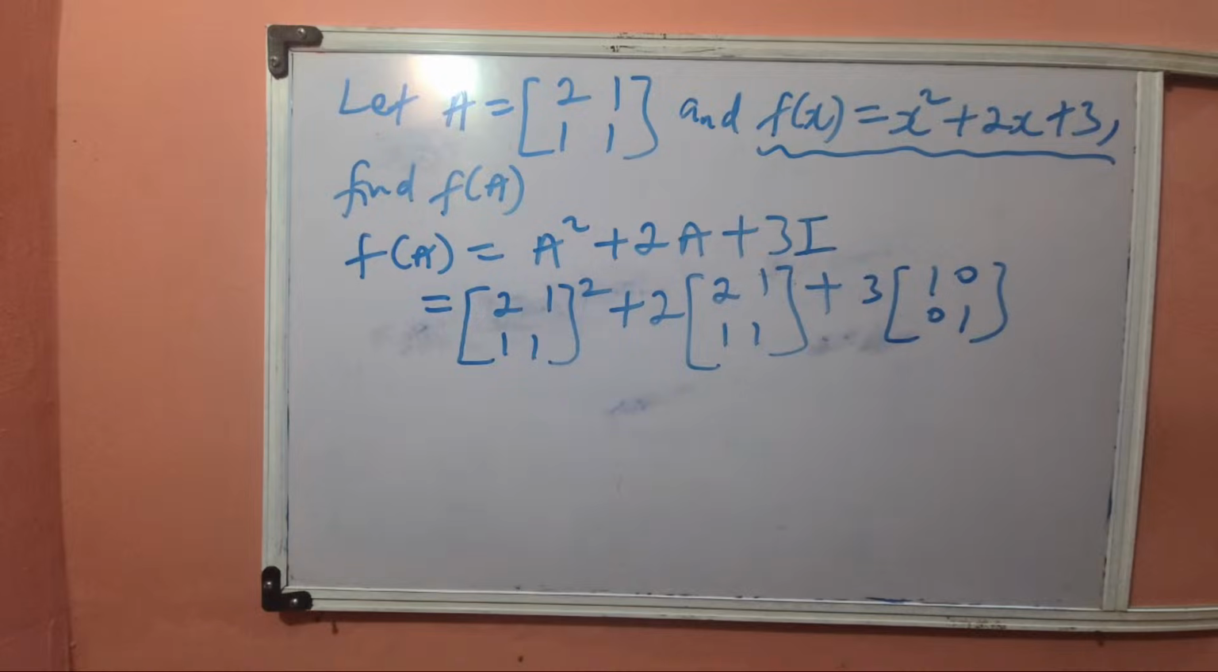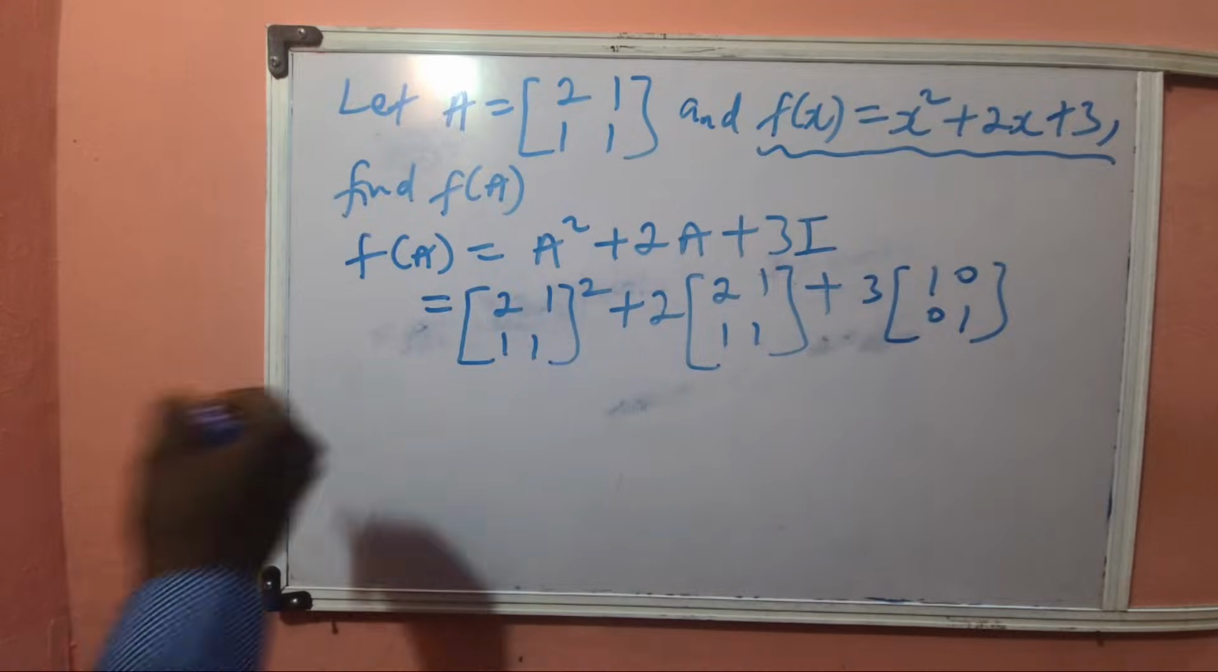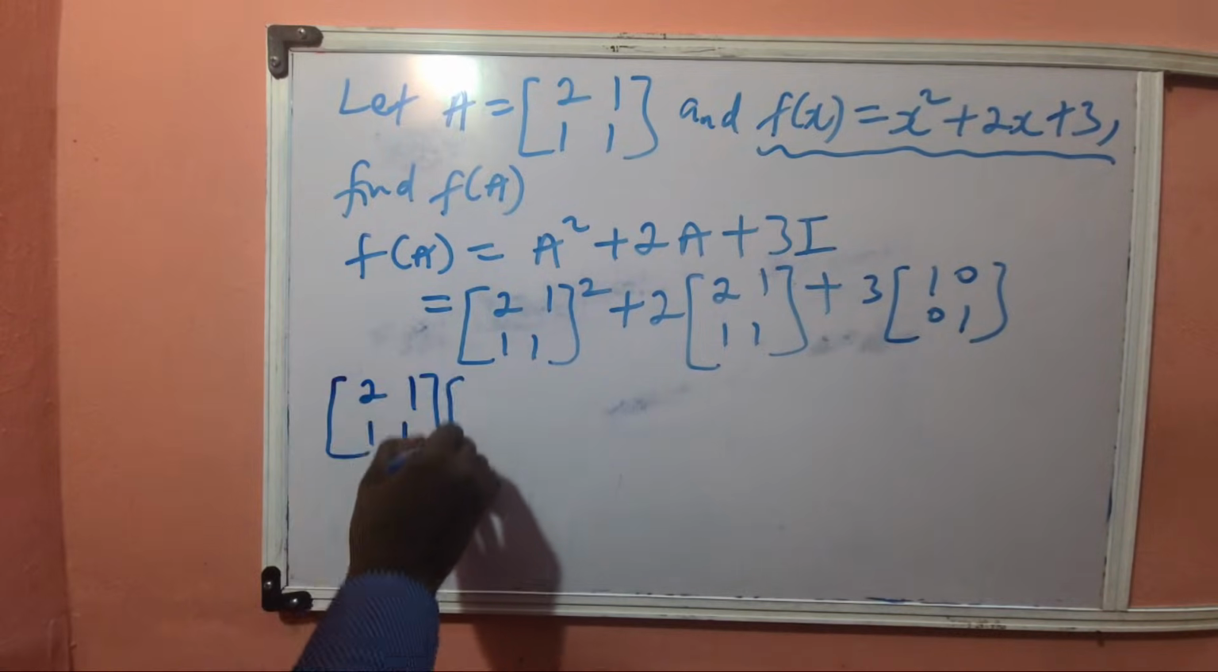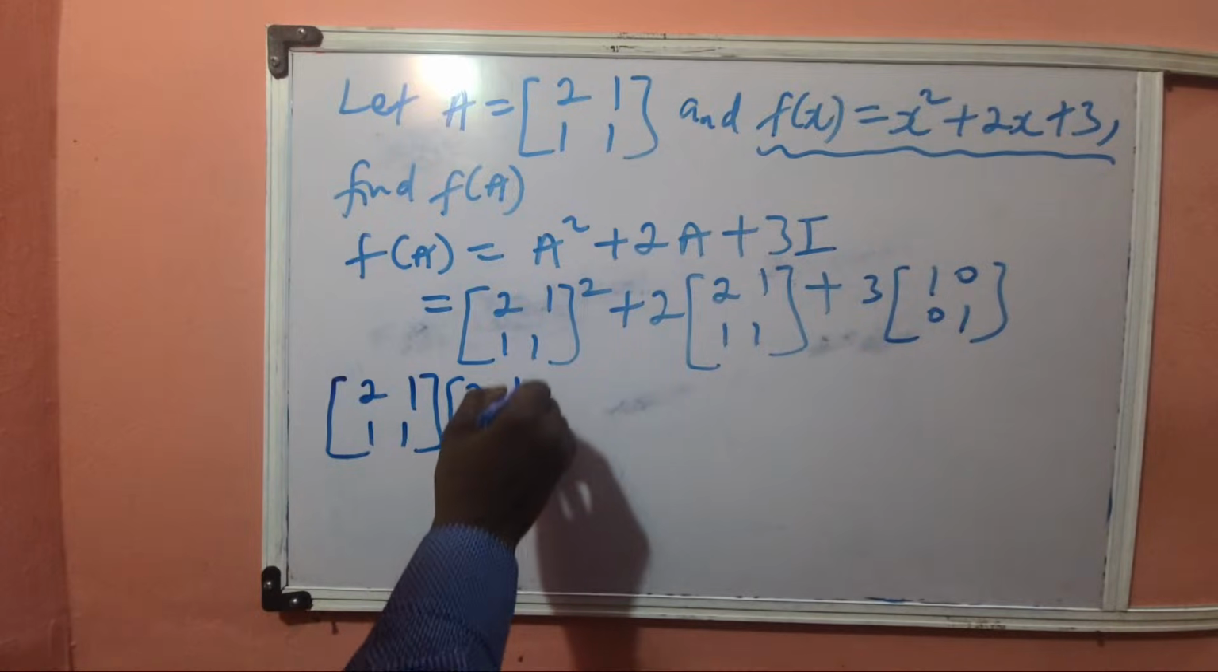All right. So what do I have next? If I want to multiply these two things together, we have 2, 1, 1, 1 times 2, 1, 1, 1.